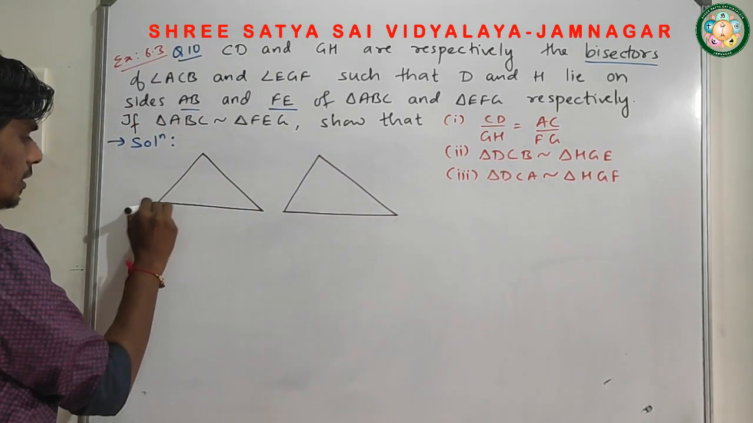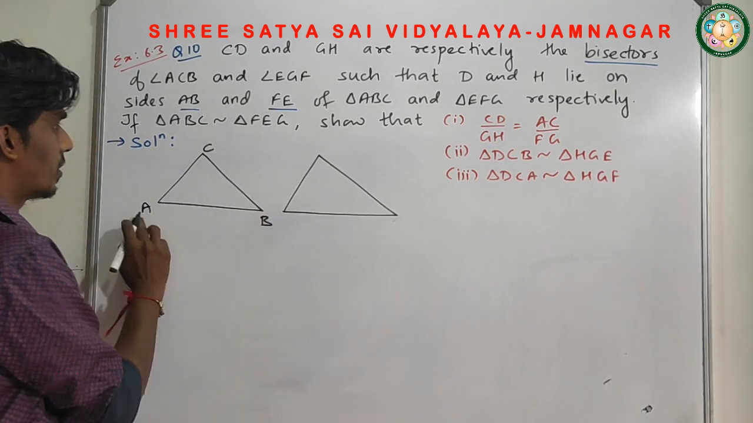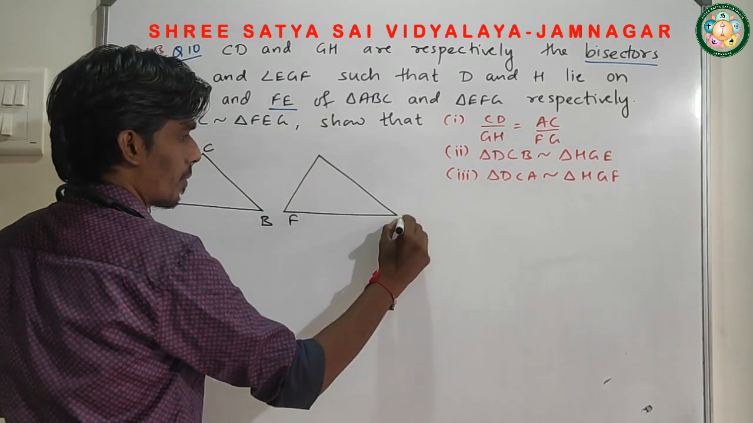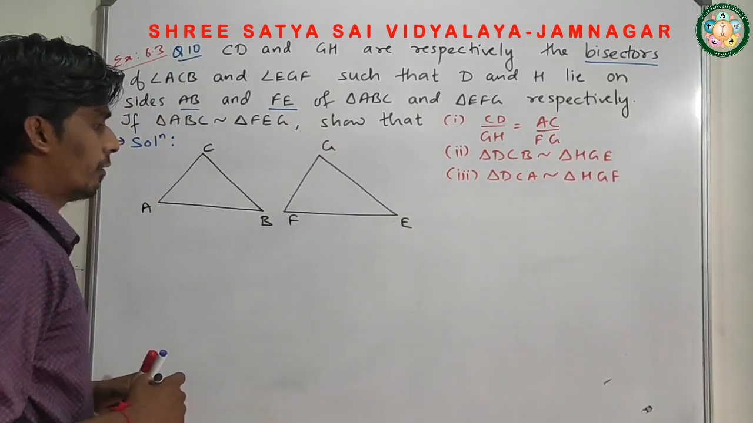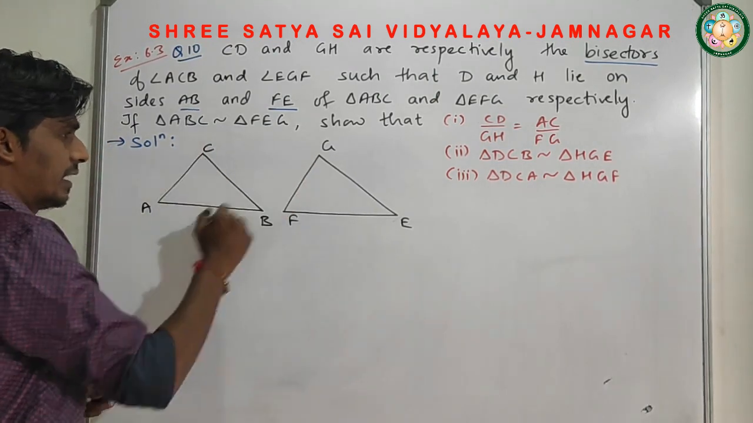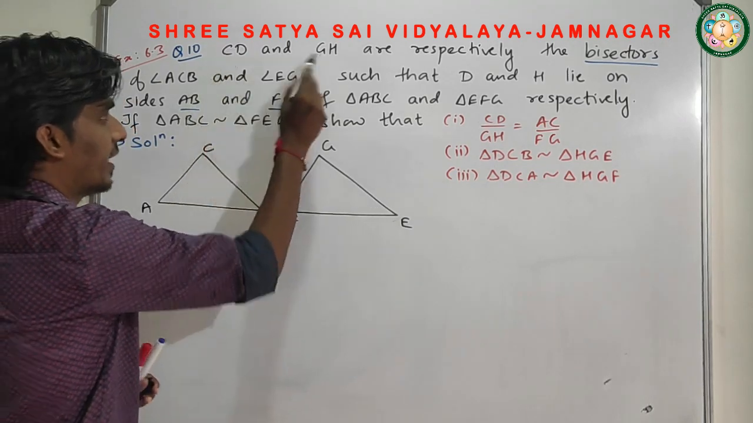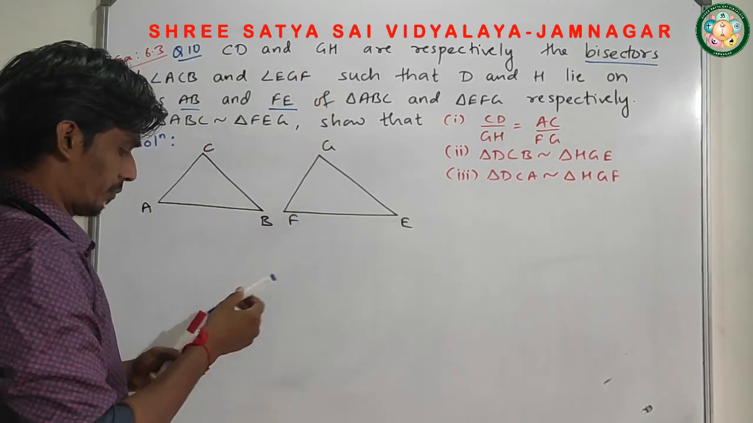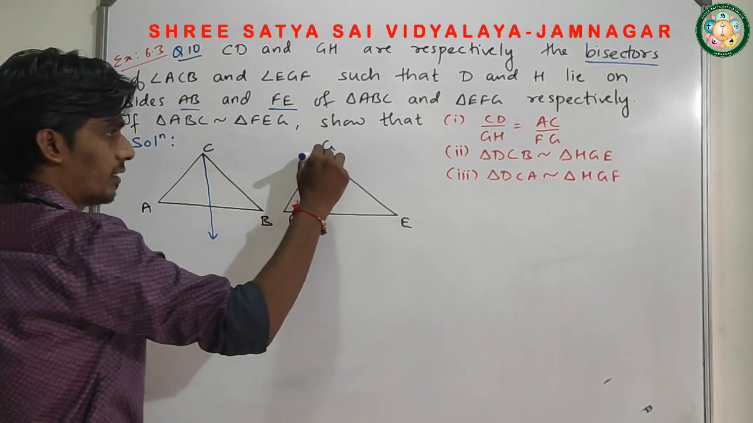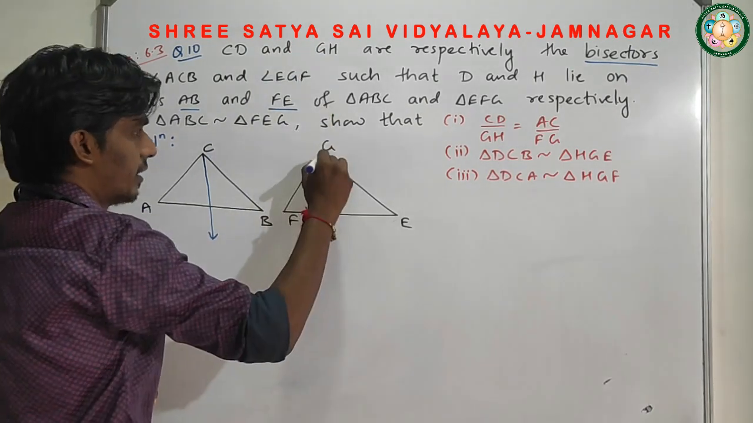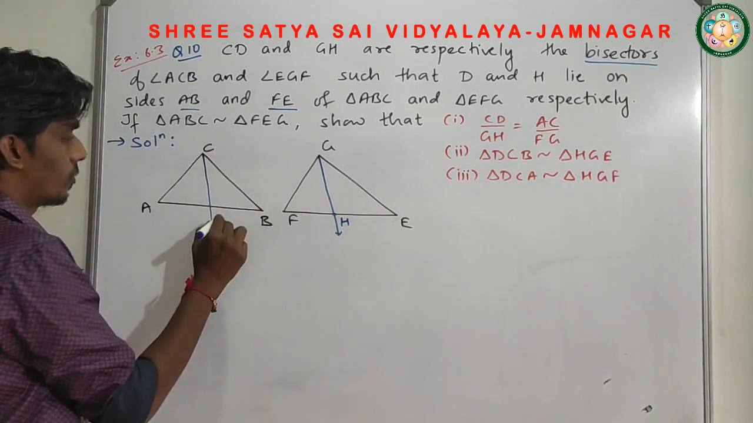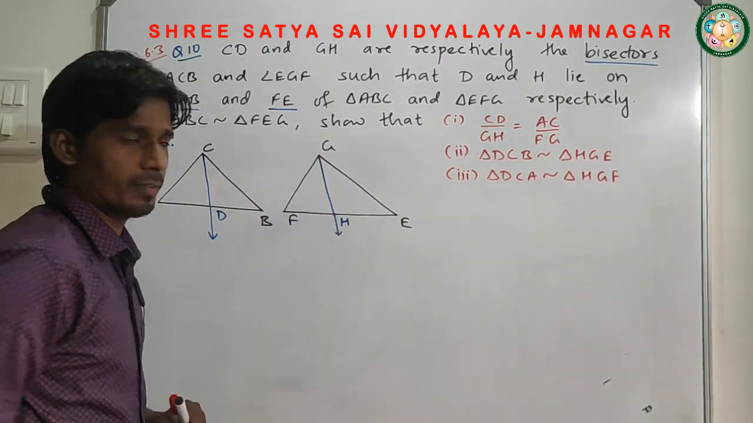So this is AC, this is ABC like this, and here it's F, E and G. Now you may think why I have not drawn ABC as a normal one? It's quite easy to draw the bisector from C and G. So here I'm going to draw bisector CD. And here the bisector is GH. This is H and this is D. CD is the bisector, GH is the bisector.